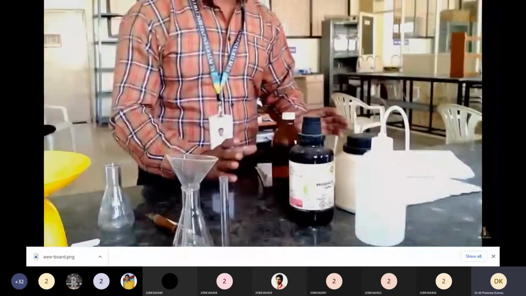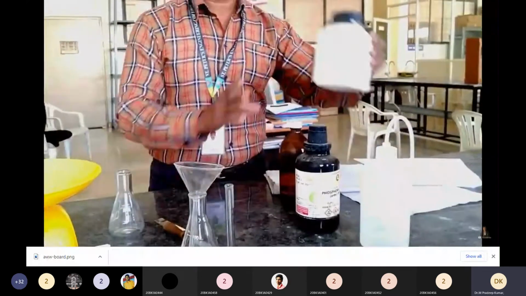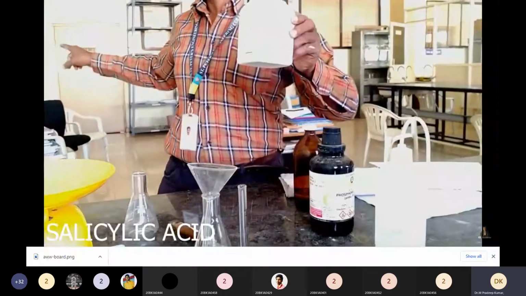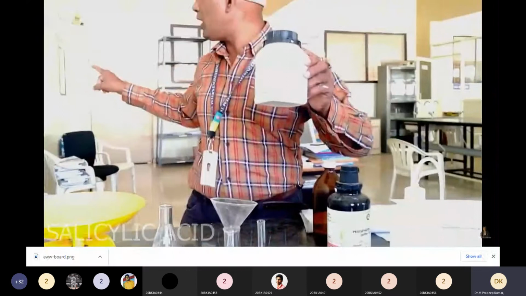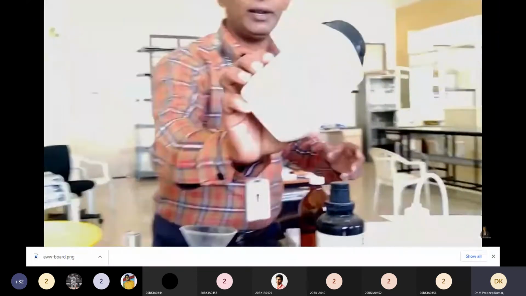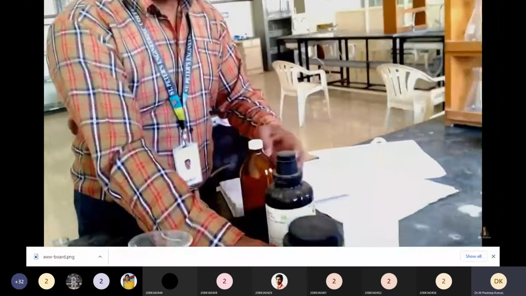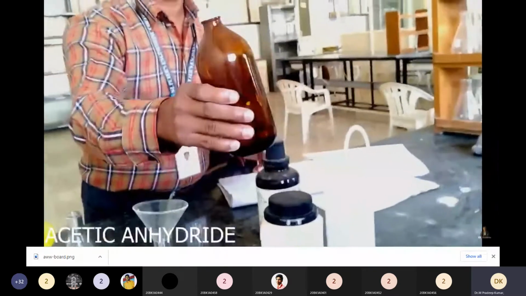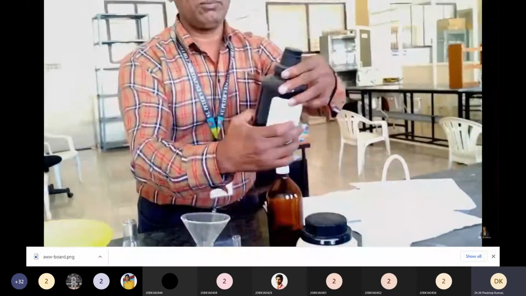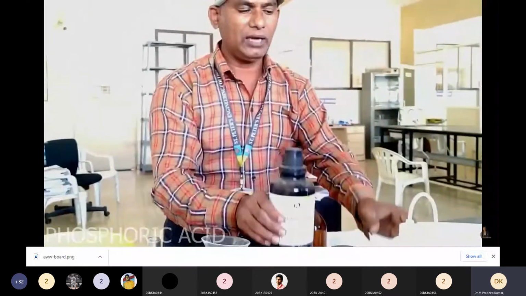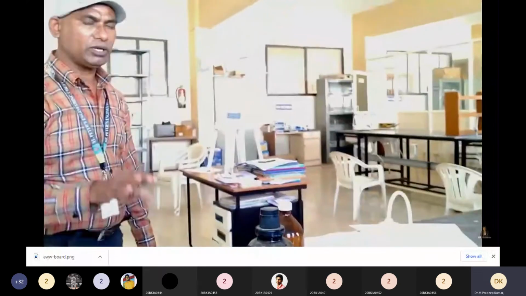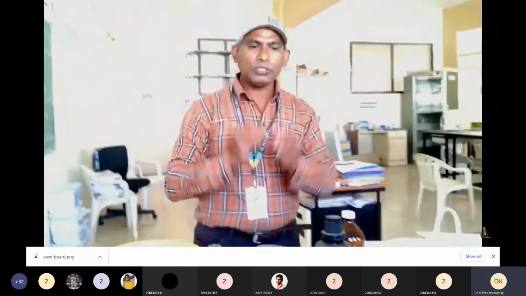Now, what are the chemicals? The main chemical is salicylic acid, as I told you, ortho-hydroxy benzoic acid. This is the salicylic acid. And this is acetic anhydride, this is the acid, phosphoric acid, and this is deionized water. Now let's look at the procedure.